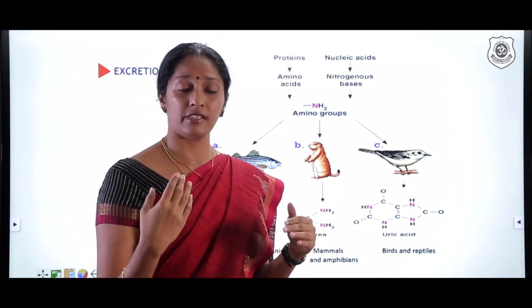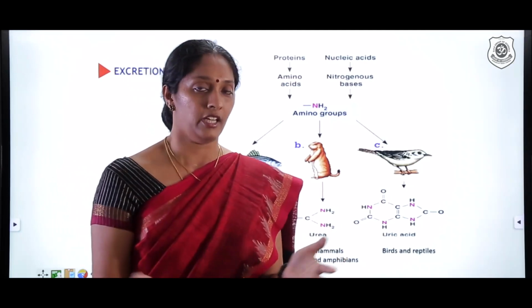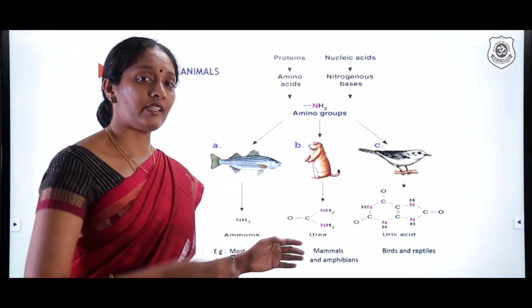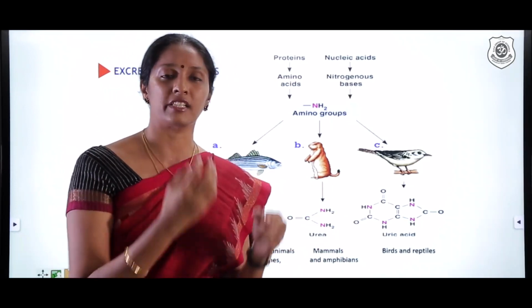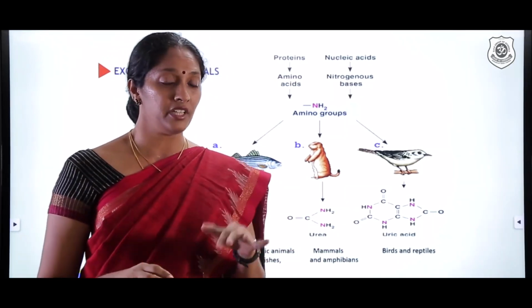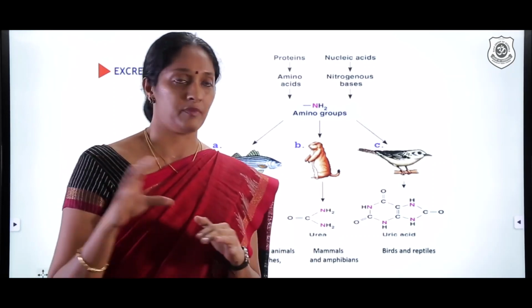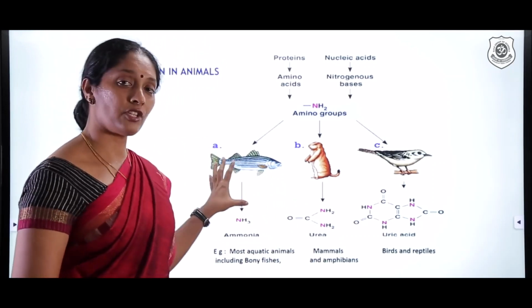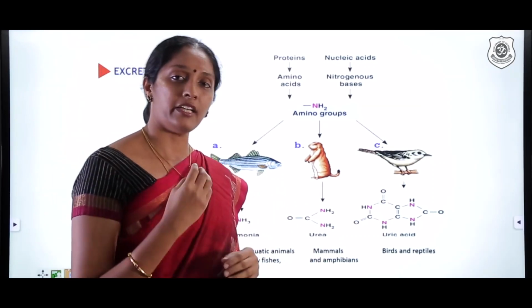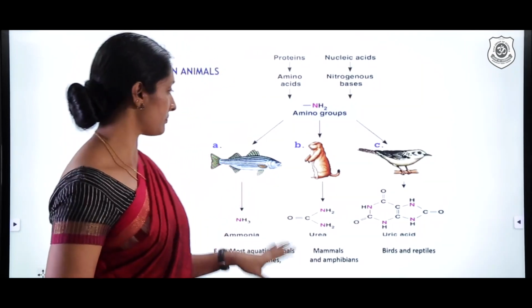Terrestrial organisms won't be able to excrete out so much water. Aquatic organisms can release this ammonia in water. The moment it is produced, it can be removed. Ammonia is highly toxic, so it has to be completely removed at the same time. So they are ammonotelic organisms, where the fish excrete the excretory product in the form of ammonia.